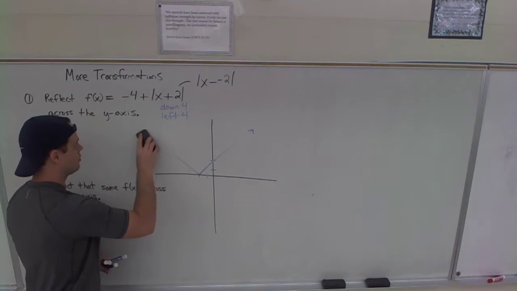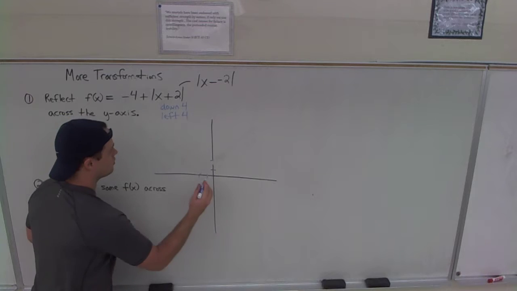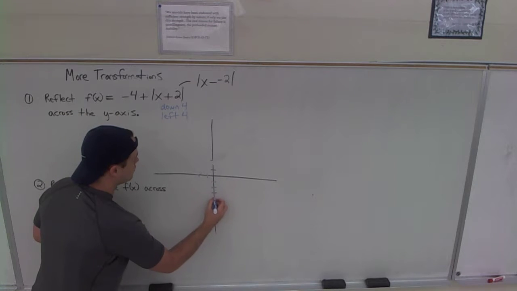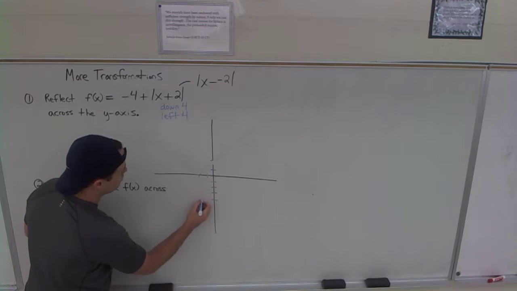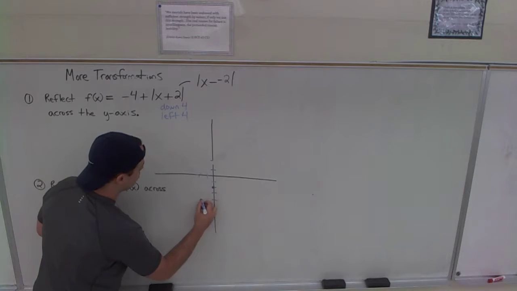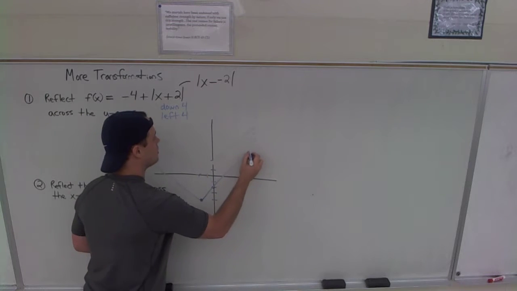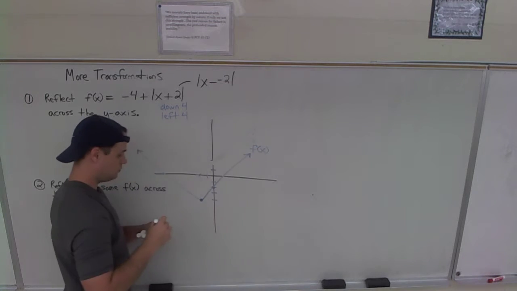I'm just going to go ahead and erase this guy and go down at the same time. So we'll go down 4 as well. 1, 2, 3, 4. So left 2, down 4, up 1/1, up 1/1. It's going to cross right there. I have a nice point for scale. So there is f of x.